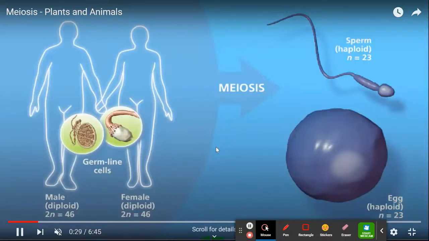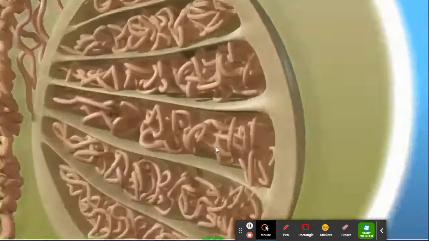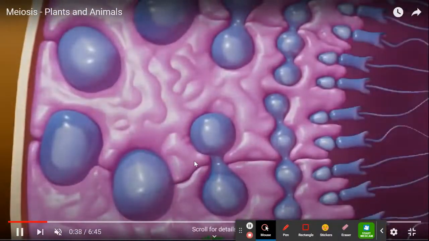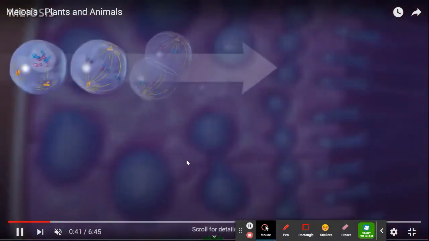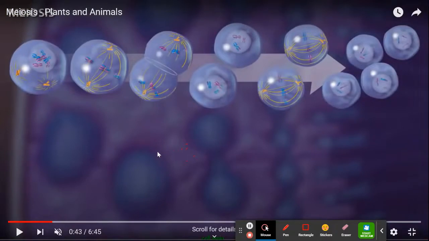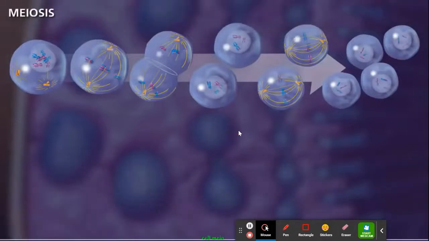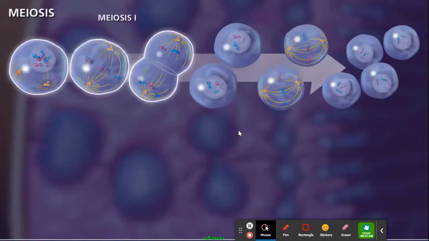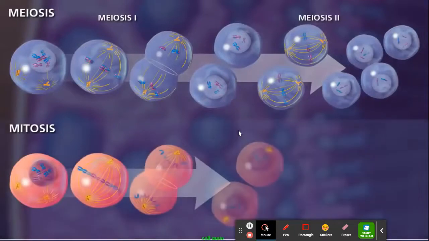Now, meiosis, as I said, results from what is called a germ cell. A germ cell is going to come from the gonads of male or female. And so in the process of meiosis, you have the cell that is dividing twice. So in a germ cell, you have meiosis one, which is one division, and then meiosis two, which is the second division, which is different from the process we learned in mitosis. Meiosis one and meiosis two.